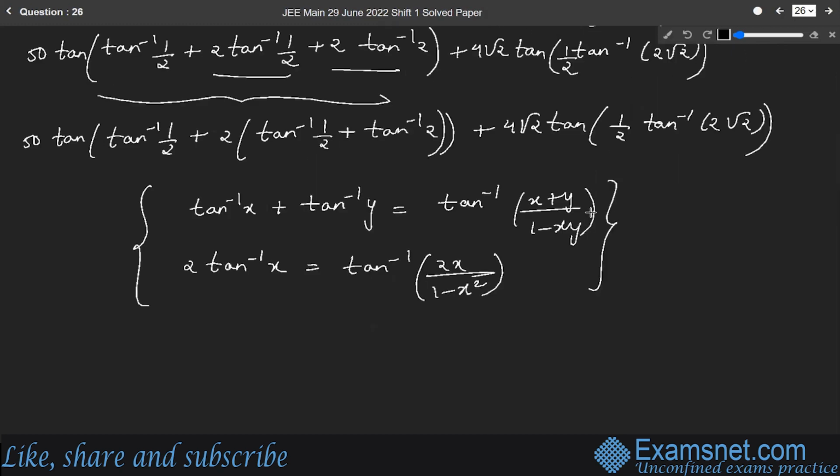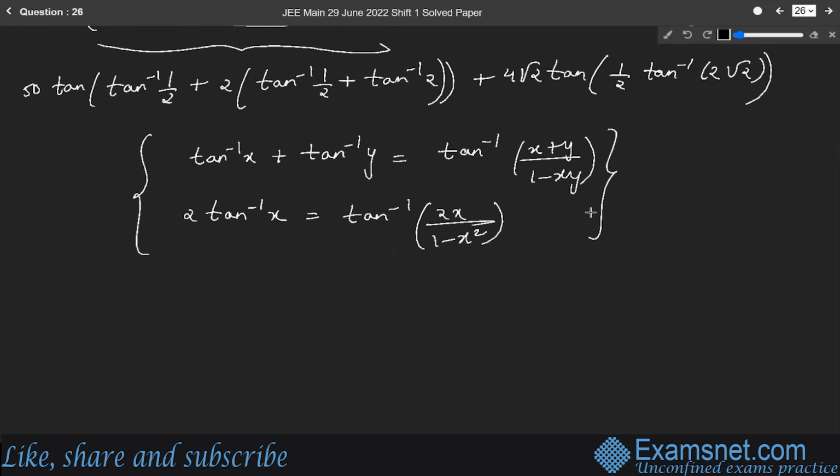Firstly, you can see that this particular form is in the same form as tan inverse x plus tan inverse y. Here x is 1/2 and y is 2. So let us first apply the formula in this particular part. It will be 50 tan(tan inverse 1/2 + 2 times, now we have to apply the formula for tan inverse x plus tan inverse y.